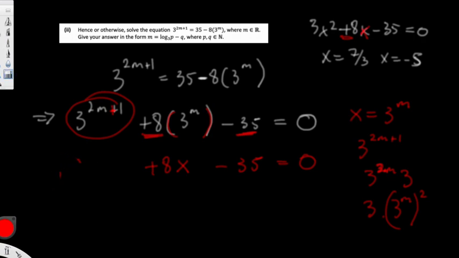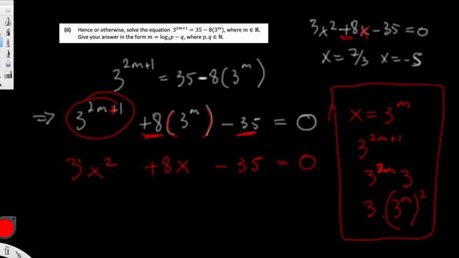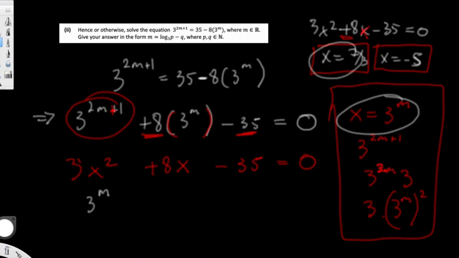Then we have 3 times 3 to the power of m all squared. But remember, we said x was equal to 3 to the power of m, so this was equal to 3x squared. Okay, so it's a little bit of tricking around with indices to get there. That means we already know that x is equal to 7 over 3, or x is equal to minus 5. So since x is equal to 3 to the power of m, we can say that 3 to the power of m is equal to 7 over 3, or 3 to the power of m is equal to minus 5.